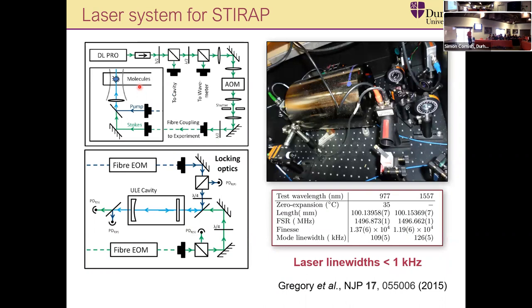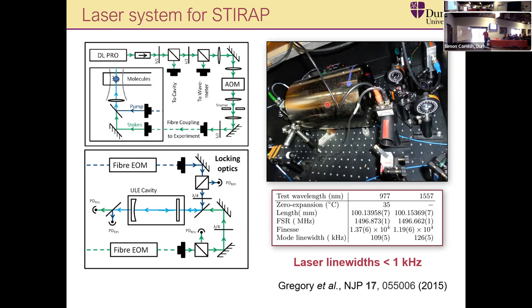So to do this experimentally, actually, it's not so hard. What we do is we take our two lasers to address these transitions, and we buy a nice cavity. These are commercially available. This is a ULE, an ultra low expansion glass cavity, and we lock the two lasers to this same cavity.